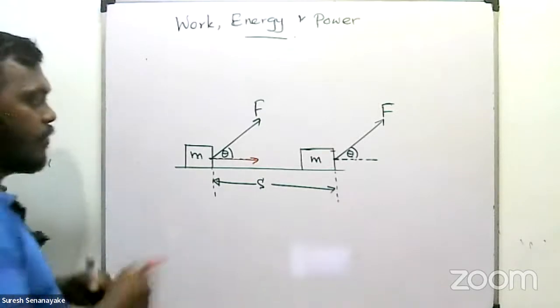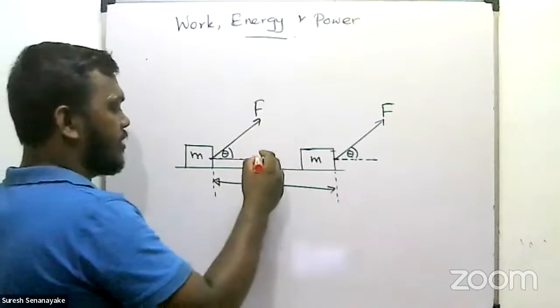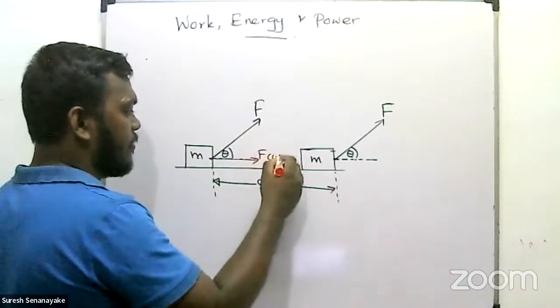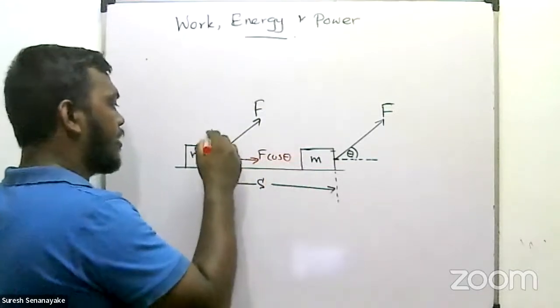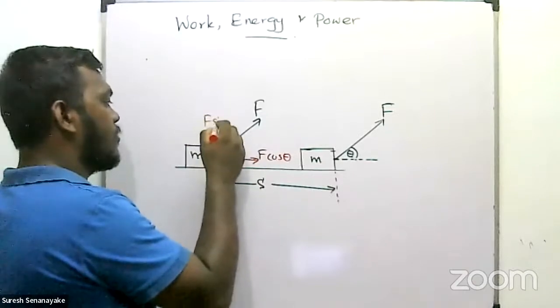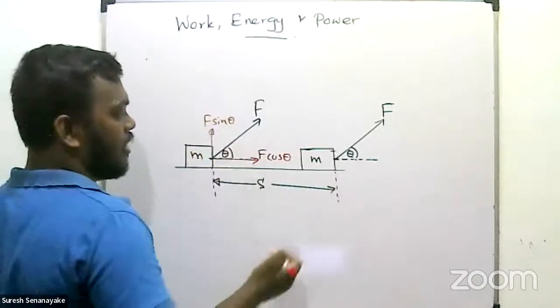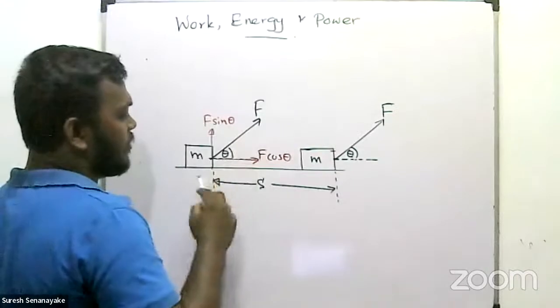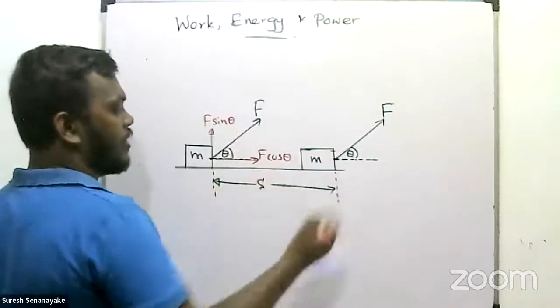Okay, the component of this force towards the displacement is f cos theta, and the vertical component is f sin theta, but there's no motion in this direction. And this force should be applied on this body throughout the motion, right?